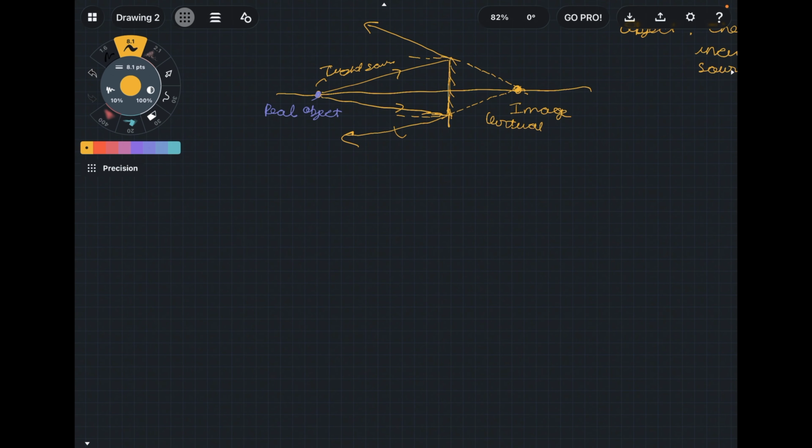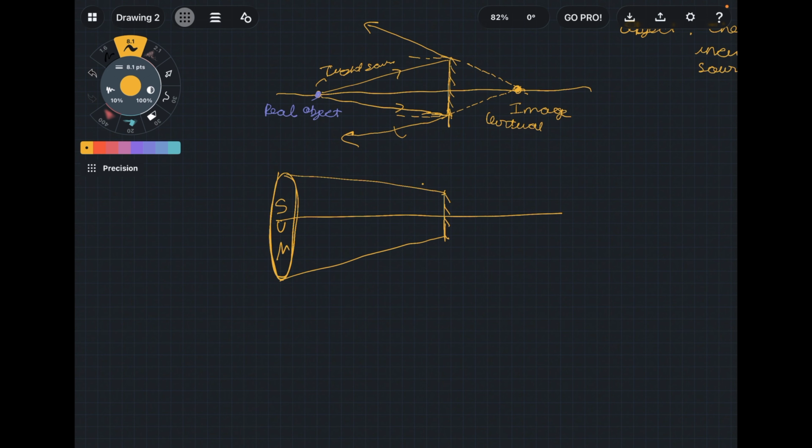And if we were to take another scenario, and let's say our light source was pretty large this time, let's say it was the sun, then our incident rays would be coming like this from the sun towards the mirror. We draw our normal.